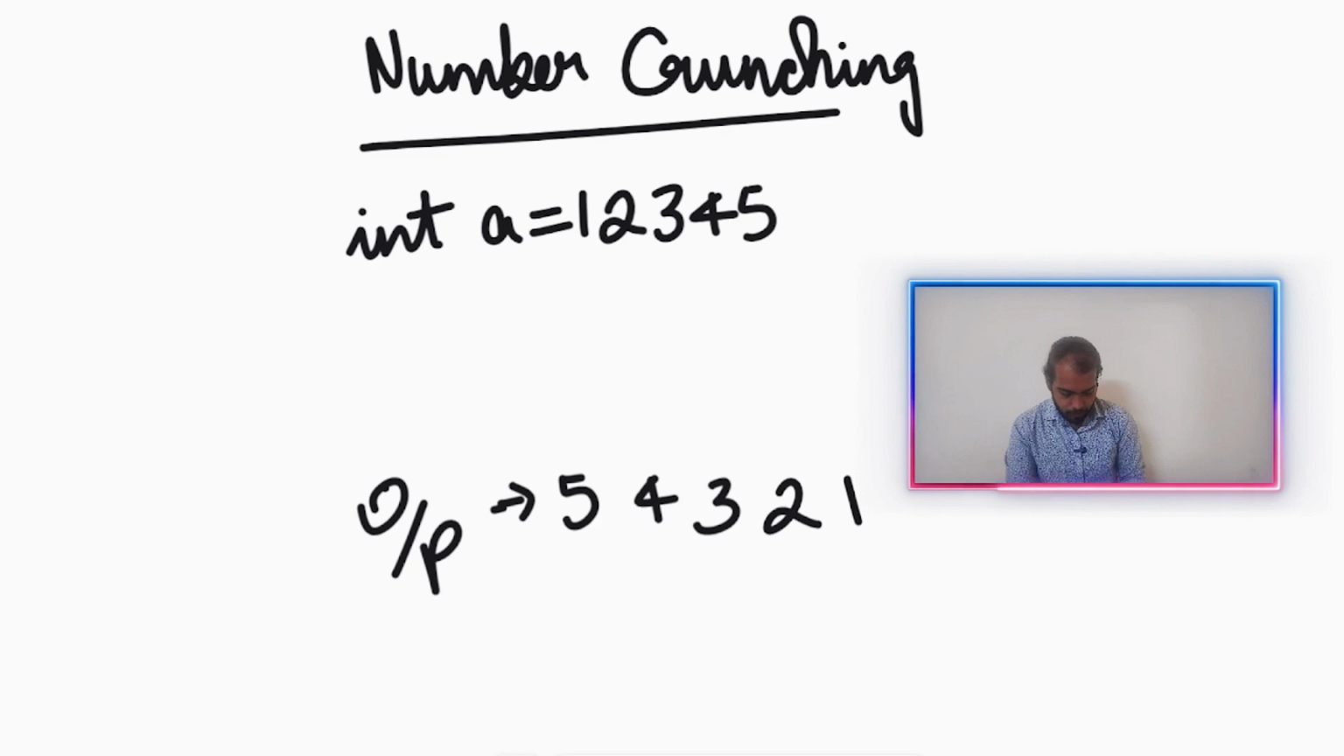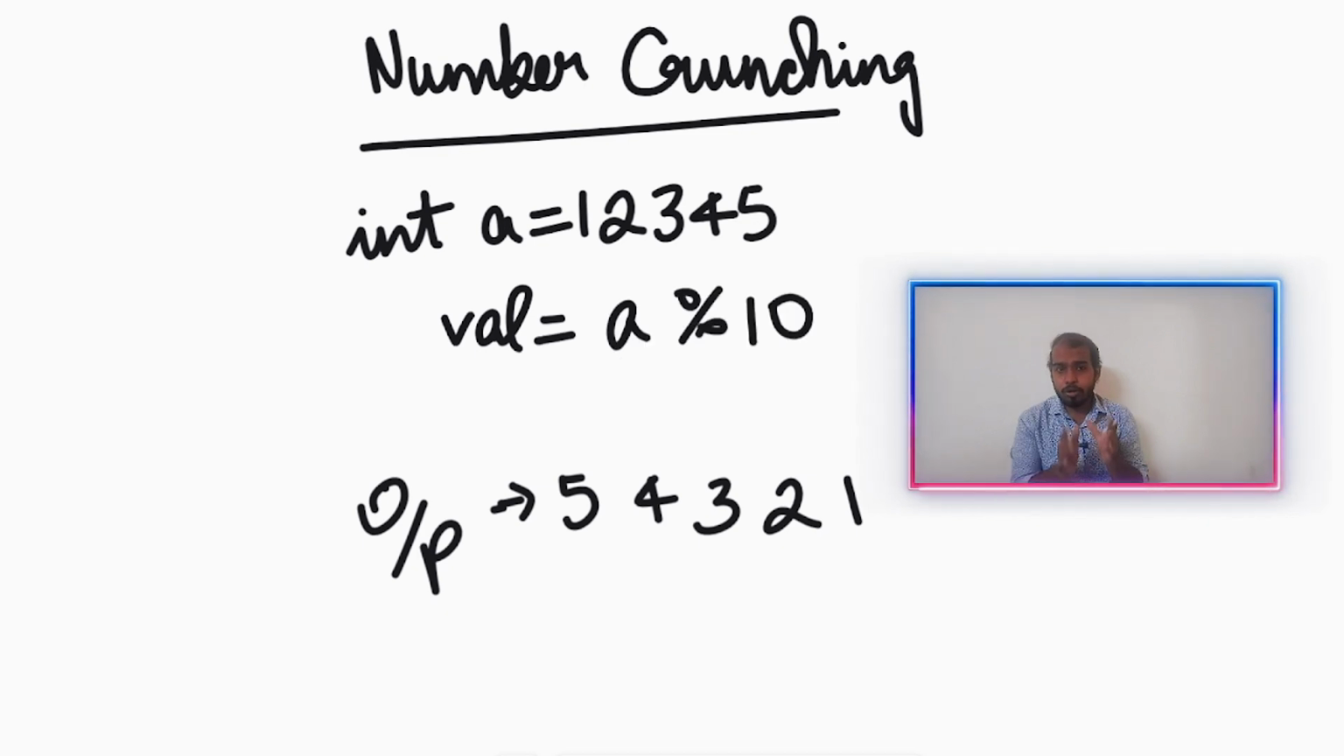You see, to print a value, let's say I'm creating a memory block called val, and I'm saying val is equal to a modulus 10. I want you to perform this operation and tell me what the answer is. So if you divide 12,345 by 10, the remainder is 5. So technically, val is having 5 now.